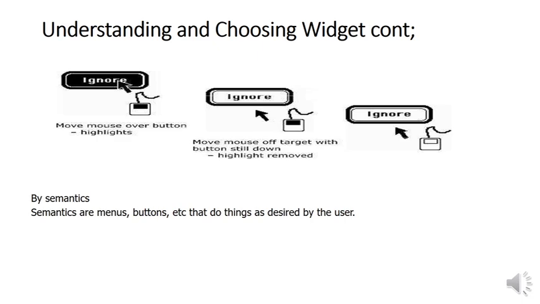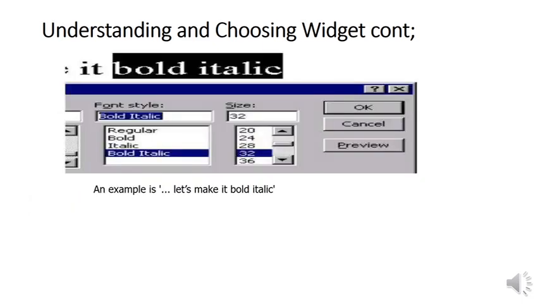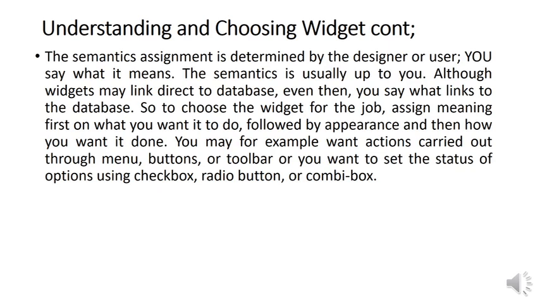that do things as desired by the user. So bold, italics, you can see. This is how we can bold, we can italicize. You understand what I'm saying? You bold it and italicize it. You click OK, then it will give you the answer. Then semantic assignment is determined by the designer or users. You say what it means. The semantics is usually up to you. Although a widget may link directly to a database, even then you say what links to the database.